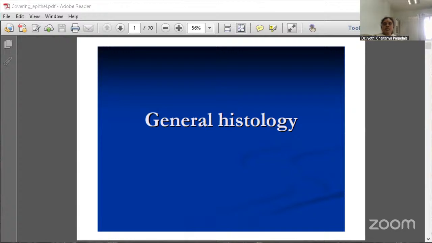What are some frequently used terms in tissue culture? First one is cell culture. What is cell culture? Cell culture is a process by which cells are grown under controlled conditions, generally outside their natural environment.